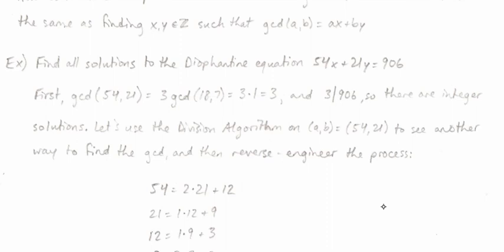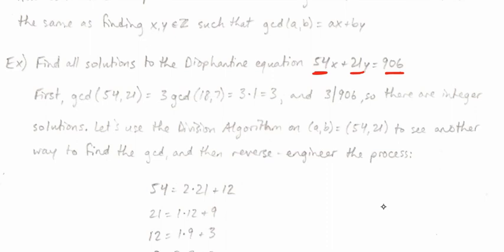Now, the first thing you always have to do is find the GCD of your A value and your B value, and make sure that that GCD does indeed divide your C value, in this case 906. It's not too hard to find out that the GCD of 54 and 21 is 3, and 3 does indeed divide 906. So we know that there are integer solutions to this particular linear Diophantine equation. Now we just have to find them, and we have to start off by finding one of them.